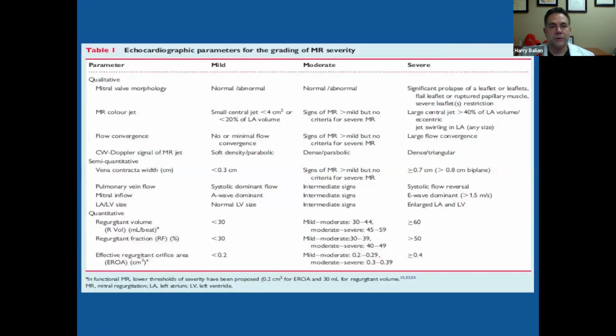As far as the actual parameters, we can do qualitative mitral valve morphology, mild, moderate, or severe. Then you can look at the MR color jet. You can look at the quantitative regurgitant volume. If the volume itself is more than 60 ml, that's severe. You can look at the regurgitant fraction and calculate that. And you can also look at what's called the ERO, which is the effective regurgitant orifice. And if it's more than 0.4, it's classified as severe MR.